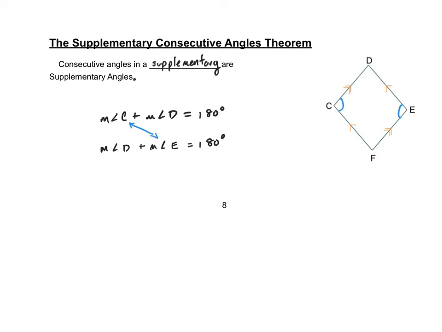And again, we can keep going around the circle and say that the measurement of angle E plus the measurement of angle F is going to also equal 180 degrees. And finally, the measurement of angle C plus the measurement of angle F is also going to equal 180 degrees. So understanding that consecutive angles are supplementary, and therefore their measurements will equal 180 degrees.